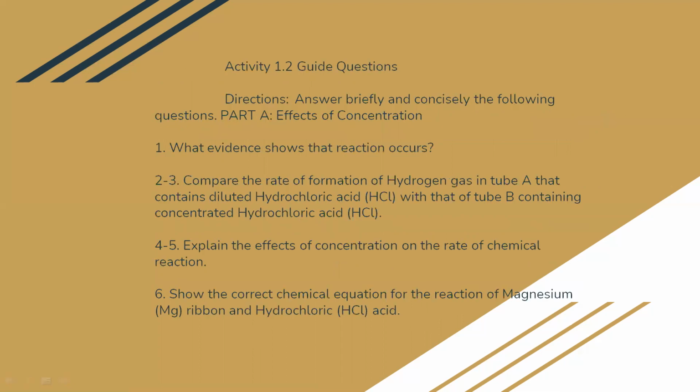Activity 2, guide questions. Direction: answer briefly and concisely the following questions. Part A, effects of concentration. 1, what evidence shows that a reaction occurs? 2, 3, compare the rate of formation of hydrogen gas in tube A that contains diluted hydrochloric acid with that of B containing concentrated hydrochloric acid. 4 to 5, explain the effects of concentration on the rate of chemical reaction. 6, show the correct chemical equation for the reaction of the magnesium ribbon and hydrochloric acid.